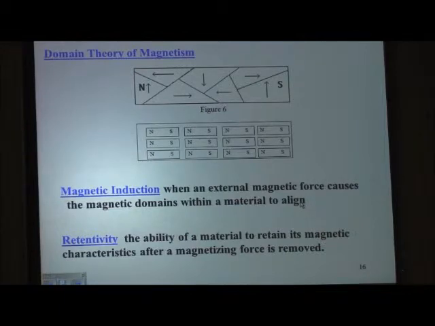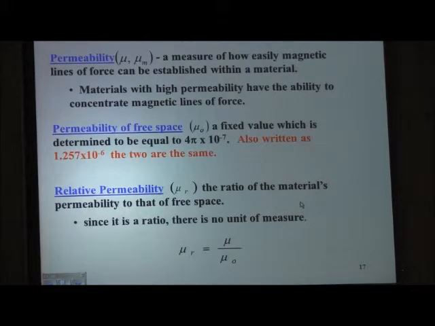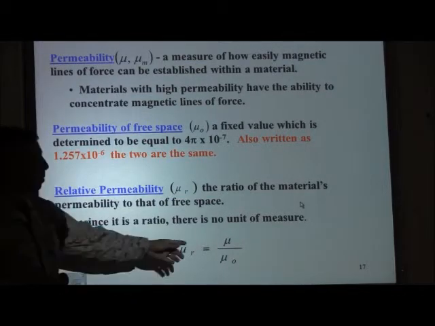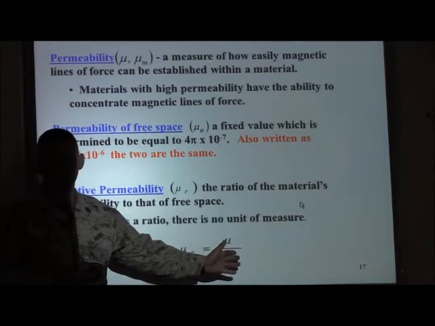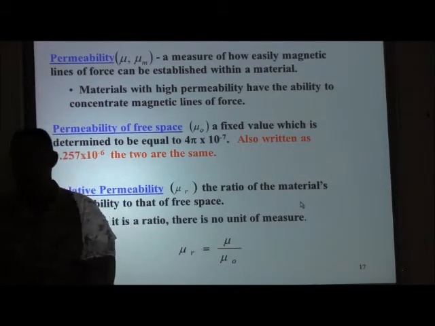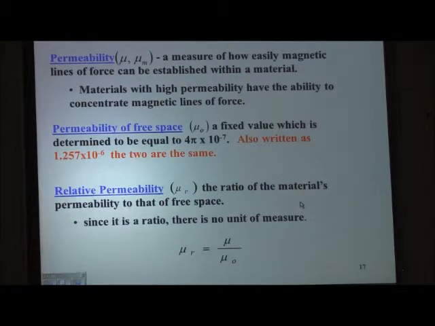Retentivity is the ability of a material to retain its magnetism. Permeability is the measure of how easily something is magnetized. Permeability of free space is a fixed value. I don't think this is on your formula sheet, is it? Is this value, no, 4 pi, okay, probably for good reason. Relative permeability is just the permeability of the material, whatever it is that we want to find permeability of, over the permeability of free space, which is a fixed value.